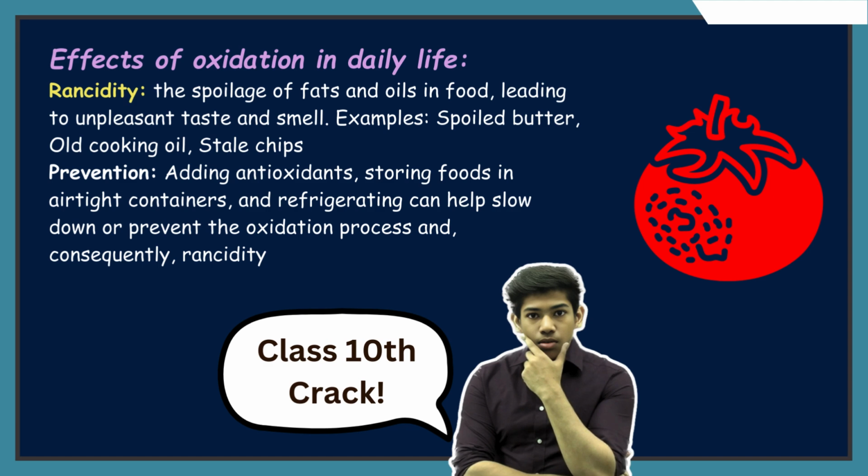How do we stop this? We can add things called antioxidants to the food, or keep the food in containers that stop air from getting in. And keeping food in the fridge can also slow down this process. It's all about stopping or slowing down the oxidation that makes our food go bad.